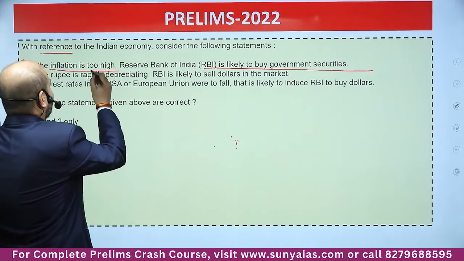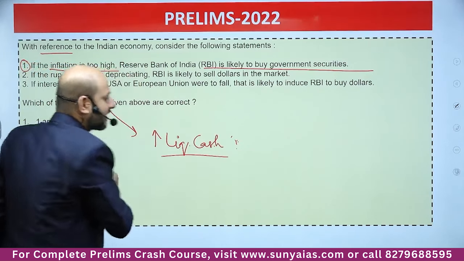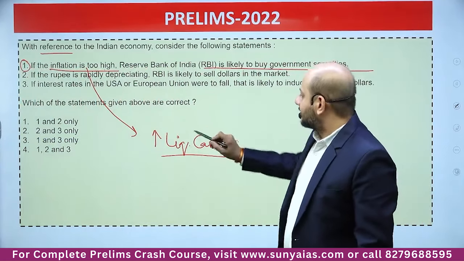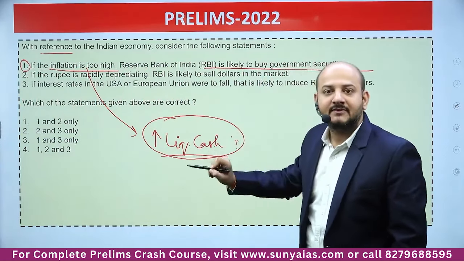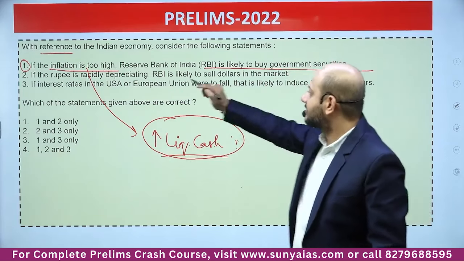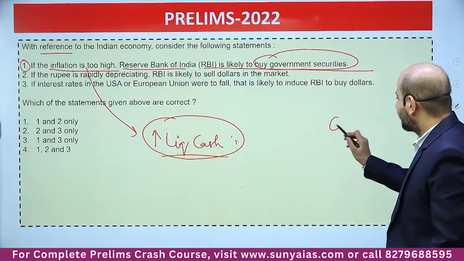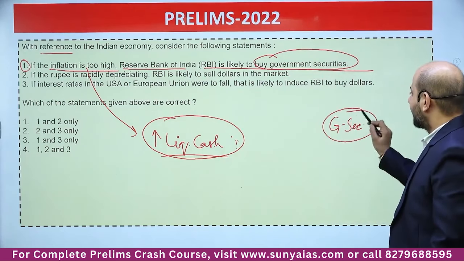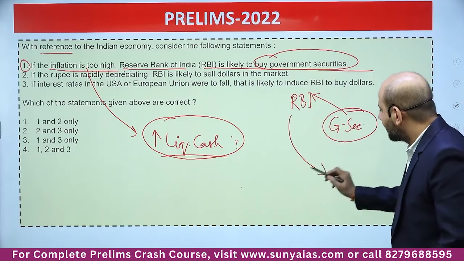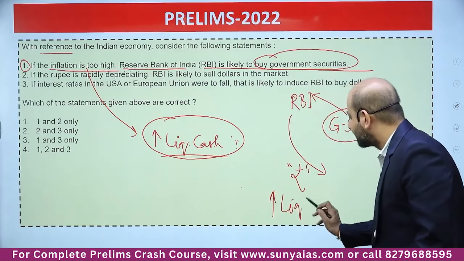So inflation indicates that there is an increase in liquidity in the market, too much money is there in the market. Now, in case of inflation, if you want to reduce it, RBI wants to absorb this cash, this liquidity from the market. Next, Reserve Bank of India is likely to buy government securities. If RBI is going to buy G-Secs, then it has to release money into the market. And this money will increase the liquidity. Therefore, this is a wrong statement.